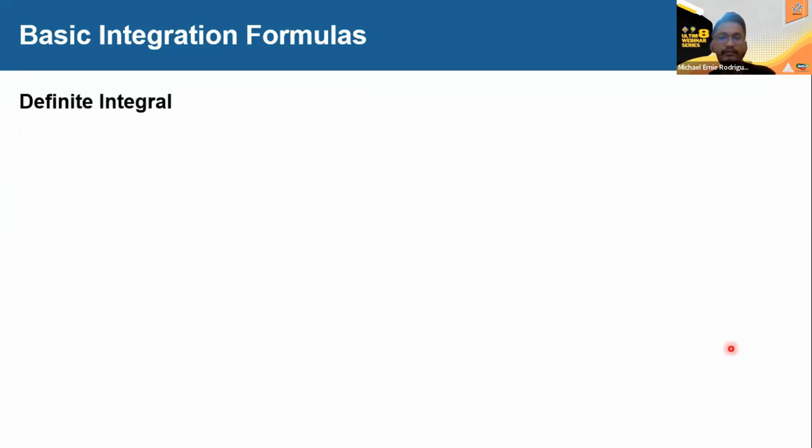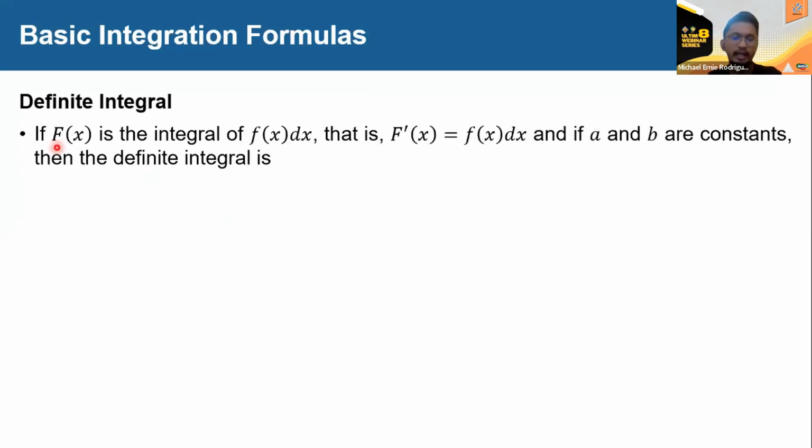And then we have the definite integral. So sa definite integral, if F of x, yung malaking F, is the integral of f of x dx, f is the smaller, no? That is, F prime of x is f of x, and if a and b are constants, then the definite integral is, okay, so we have this one, the integral of f of x dx with your limits from a to b. Okay? So yung a natin, yung lower limit, yung b natin, yung upper limit. So we have F of x, and then we have the limits a to b.